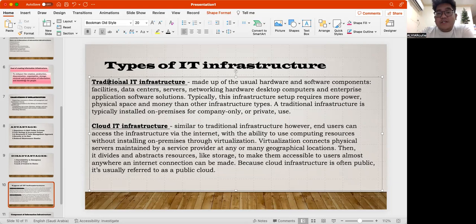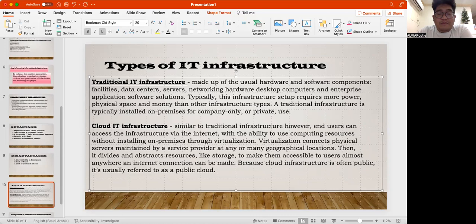So, this infrastructure setup requires more power, physical space, and money than the other infrastructure types. So, the traditional infrastructure is typically installed on premises for company-only or private use. So, andito na yung computer, mga saksakan, mga hard drive, mga keyboard, dito na yung papasok ang traditional infrastructure natin.